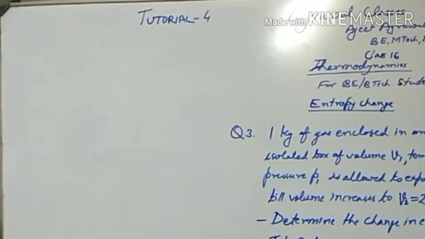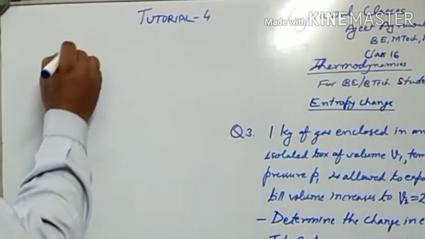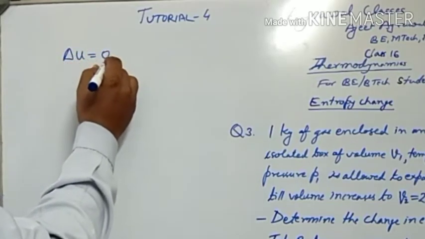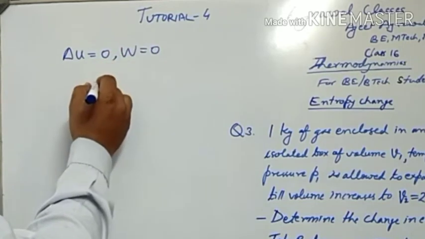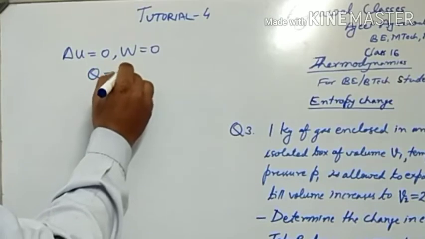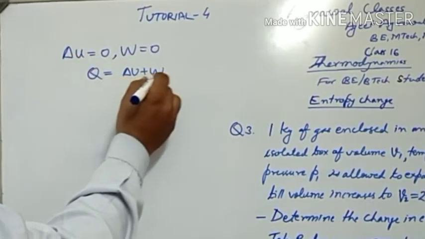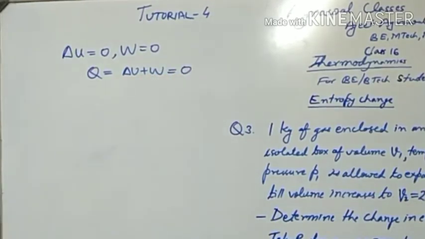In this particular process, during the free expansion in an isolated box, delta U, the change in internal energy, will be 0. The work done will be 0, as we know, and from the first law of thermodynamics, Q is equal to delta U plus W. So delta U is 0 and W is 0, so the heat supplied is also 0.